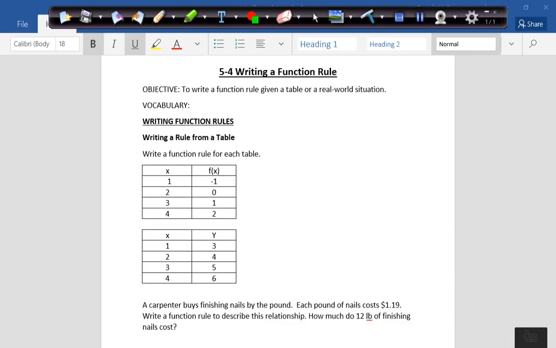Alright, you guys, what we're going to do today is writing a function rule. And the first thing that we're going to do is focus on writing function rules from a table.